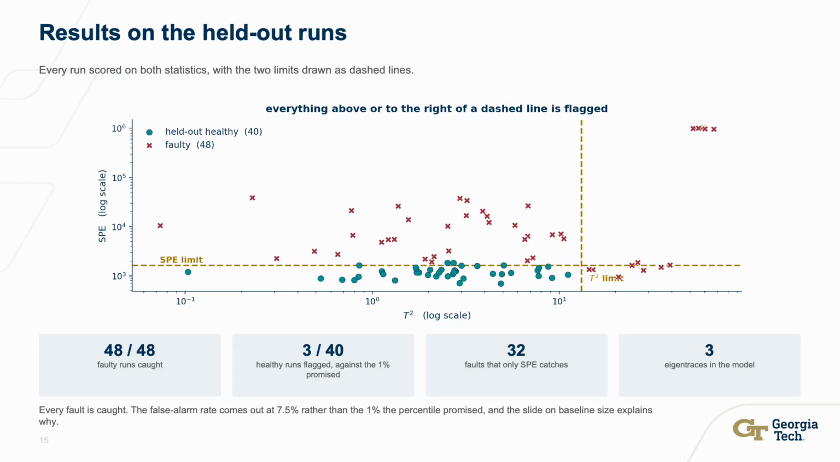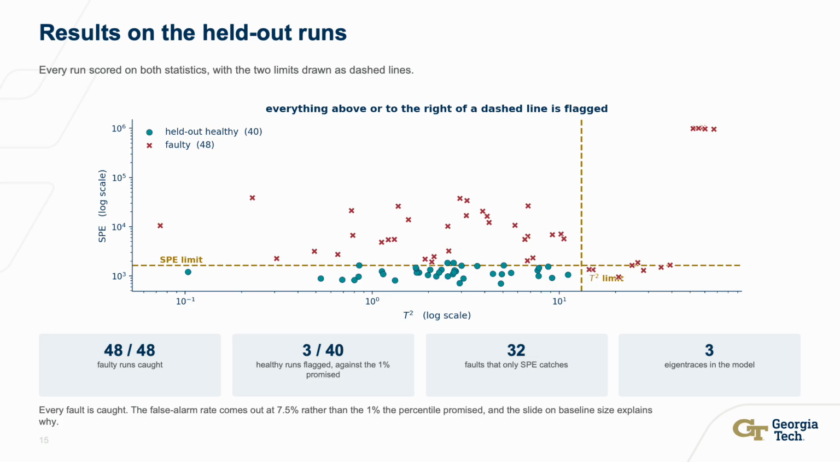Here is the result. Every held out run is scored on both statistics. T squared across, SPE up, both axes logarithmic. The dashed lines are the 2 limits. Everything above or right of the dashed line is flagged. Teal circles are the 40 held out healthy runs. Red crosses are the 48 faulty runs. 48 of 48 faulty caught. 3 of 40 healthy runs flagged.